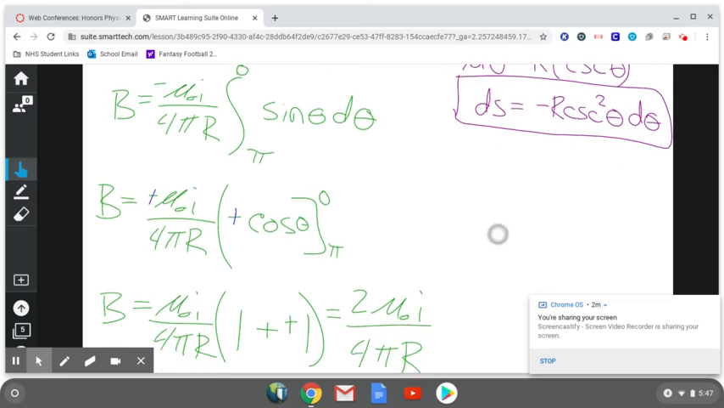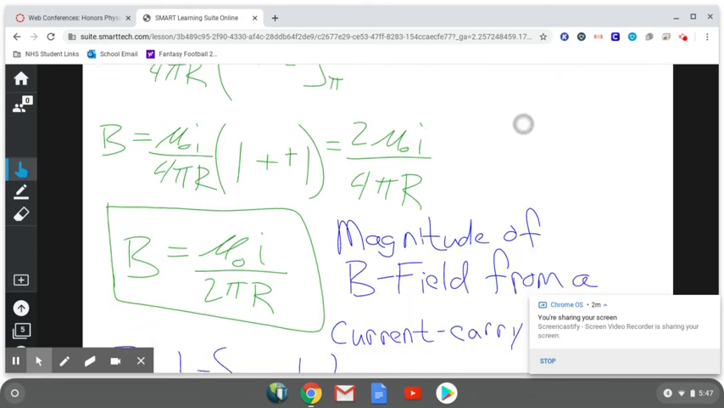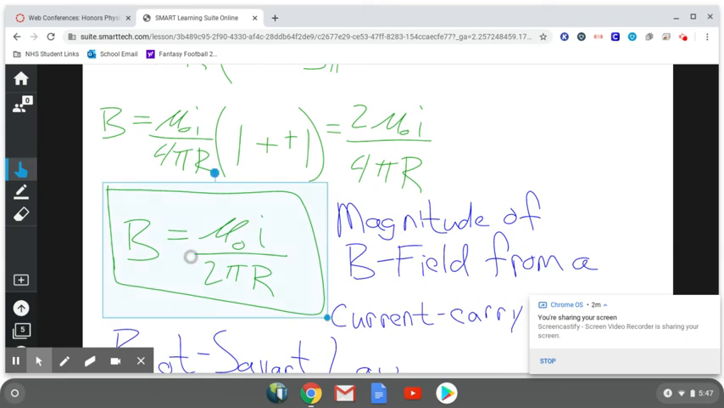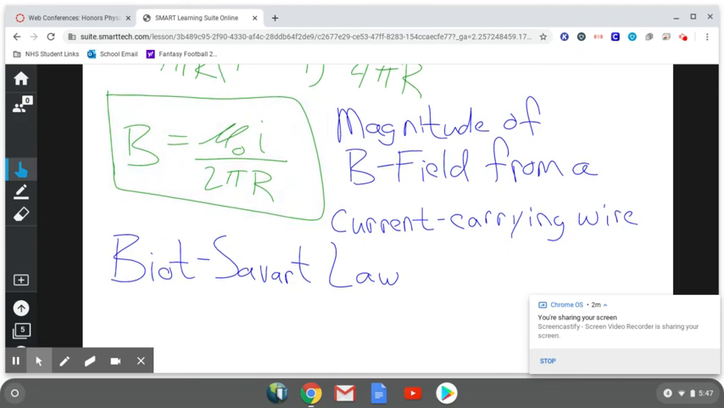So plugging in for everything, we get the integral of sine is negative cosine. Cosine of 0 is 1, cosine of pi is -1, so minus -1 becomes plus 1. That's where the 2 comes from in the numerator. And when everything cancels out, we get B equals mu naught I over 2 pi r, which is the magnitude of the magnetic field from a current carrying wire via the Biot-Savart law, which is what you should have learned last year when you learned magnetic field from a current carrying wire.